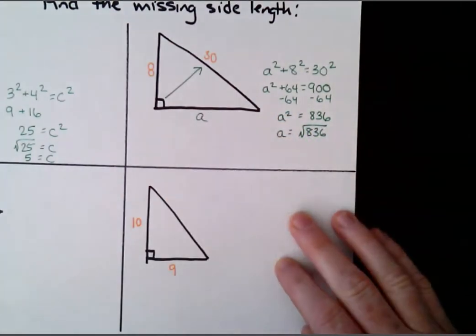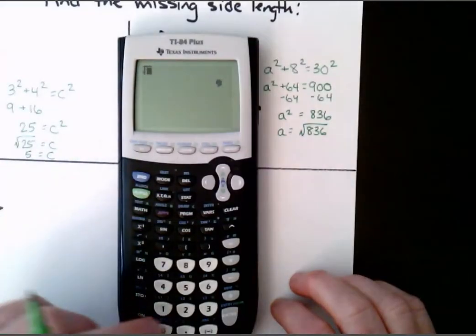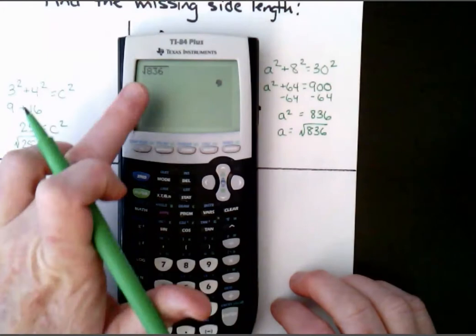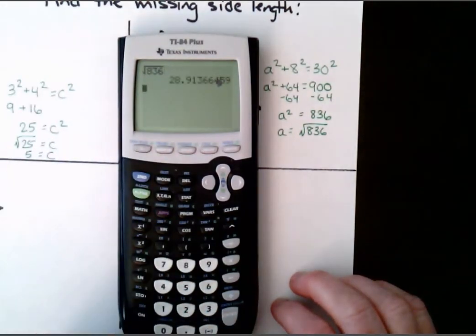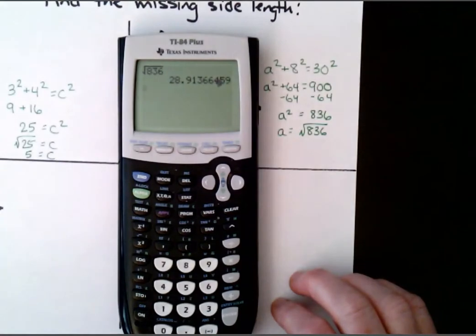Sometimes you can leave your answer like that. Sometimes you need to use a calculator. So I'm going to take the square root of 836. It's not half, it's the square root of 836. And I get 28.9. We'll round to the nearest tenth.